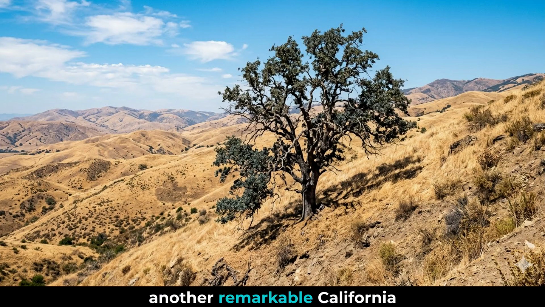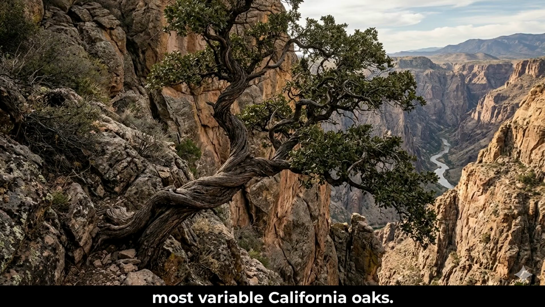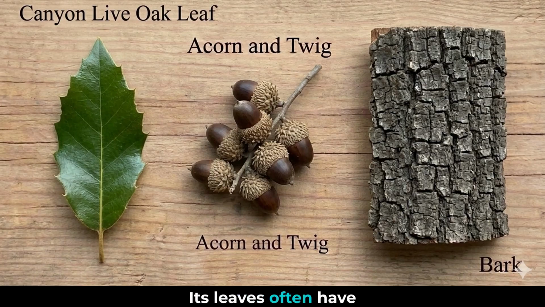Blue oak is another remarkable California species because of its drought adaptations. Its blue-gray leaves help reduce water loss and reflect sunlight. Blue oaks often grow in dry foothill environments where few large trees can survive successfully. They may appear sparse or open-grown, but they are extremely resilient trees. Canyon live oak is one of the most variable California oaks. In some locations, it appears shrubby and compact, while in protected mountain environments, it can become a massive tree. Its leaves often have golden undersides, and the species can tolerate a wide range of elevations and growing conditions.